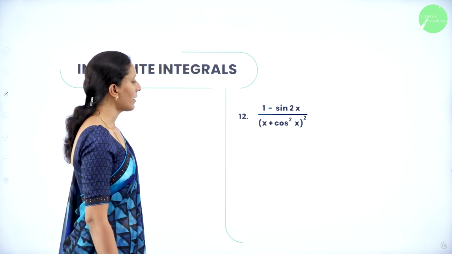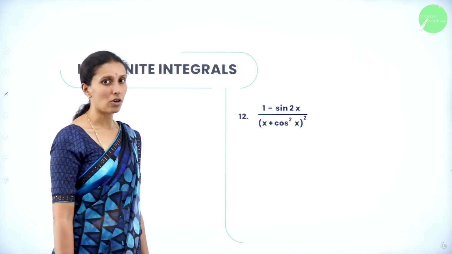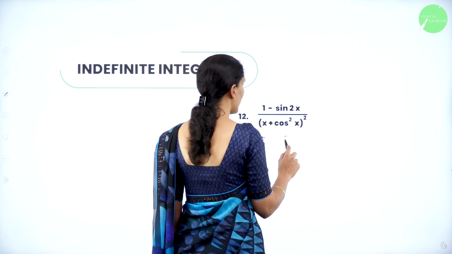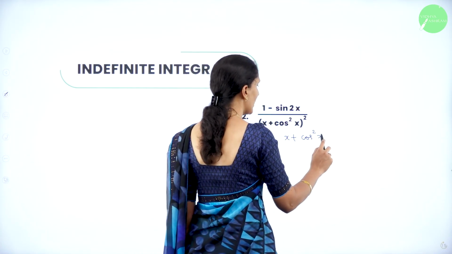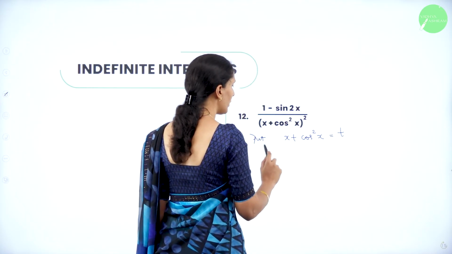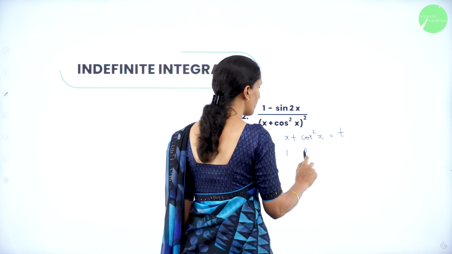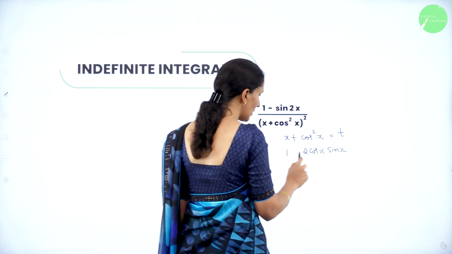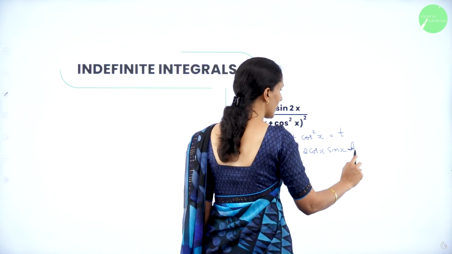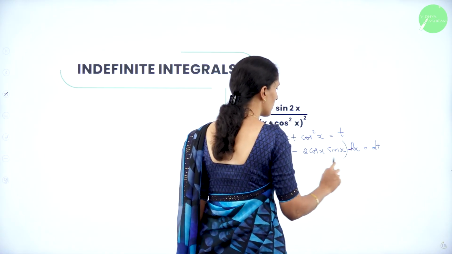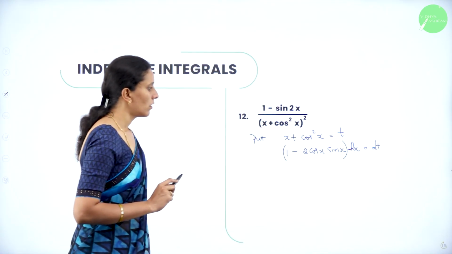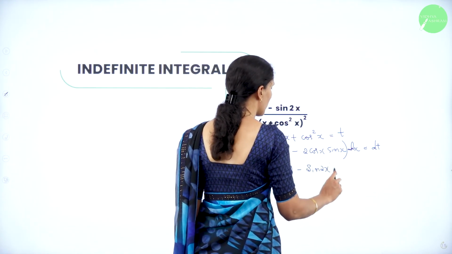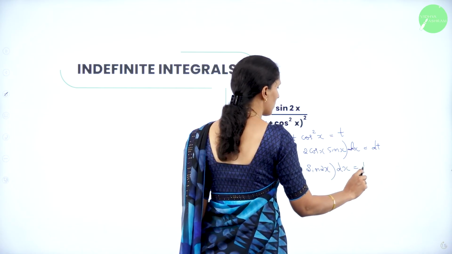Next question. 1 minus sin 2x divided by x plus cos square x whole square. So here put x plus cos square x is equal to t. The derivative of x is 1. For cos square x, it becomes 2 cos x, and the derivative of cos x is minus sin x. So I will write 1 minus 2 cos x sin x, which is 1 minus sin 2x, into dx is equal to dt.